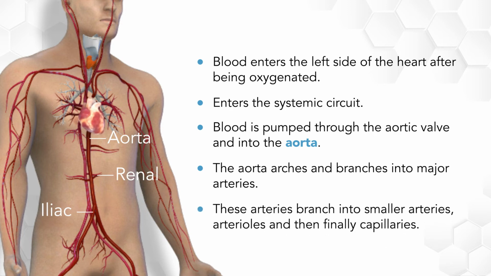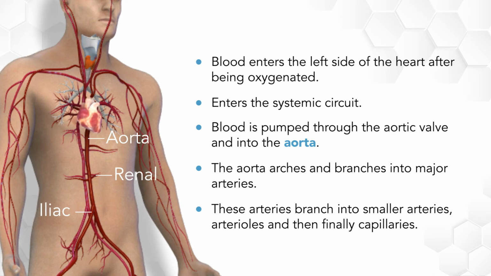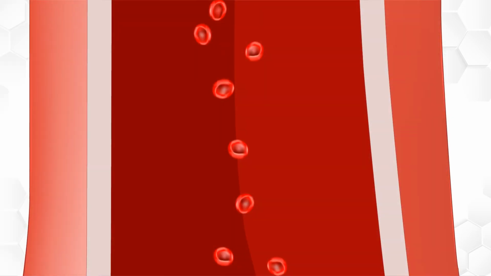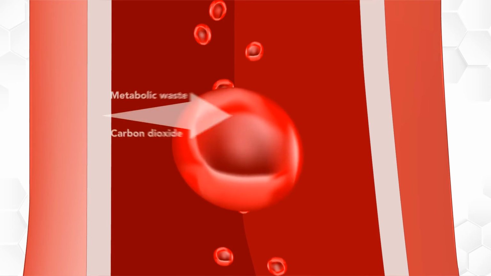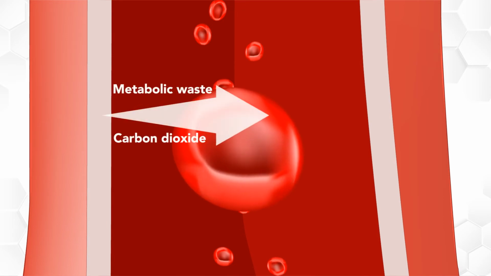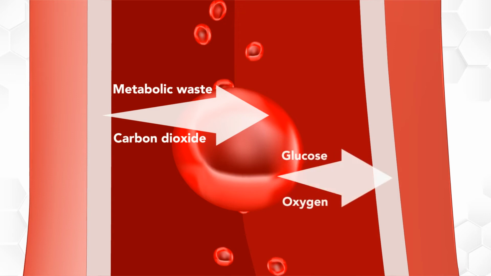These arteries branch into smaller arteries, arterioles, and then finally capillaries. The capillaries that run through the tissues are the site for gas and nutrient exchange. Metabolic waste and carbon dioxide diffuse out of the tissues and into the blood, while glucose and oxygen diffuse out of the blood and into the tissue cells.